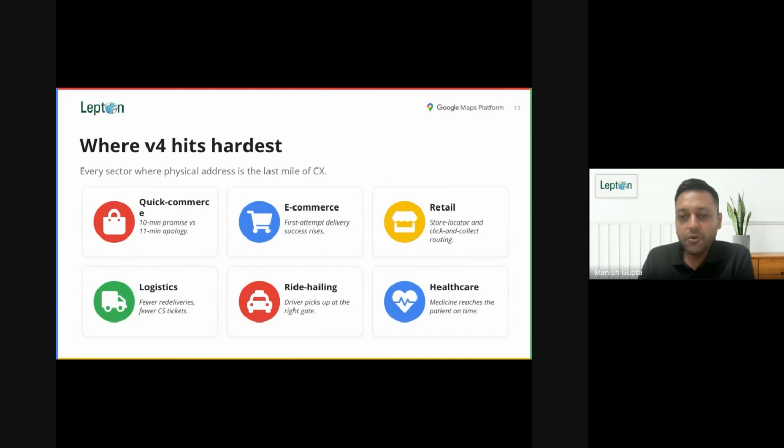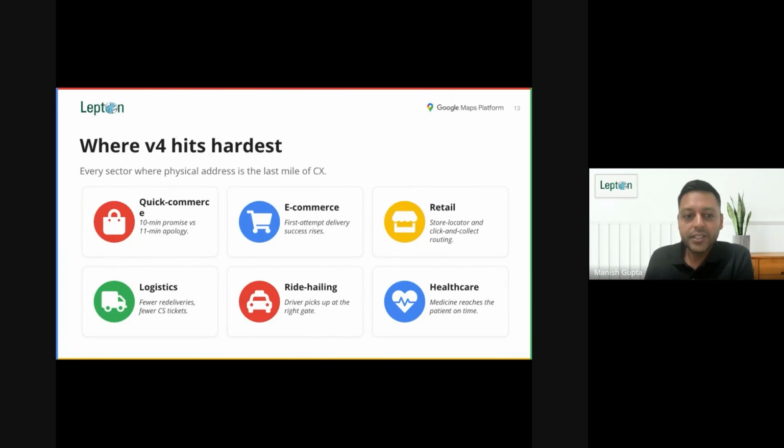Now, we also need to understand where this new geocoding API hits the hardest. To be honest with you, it is useful for every industry that has been using geocoding APIs, but it really hits hard on the quick commerce side. This is the difference between a 10-minute promise and an 11-minute apology, right? If you are in e-commerce, your first attempt delivery rate goes up. And if you are in retail, your store locator finally takes the customer to the right gate, not the back of your shop.